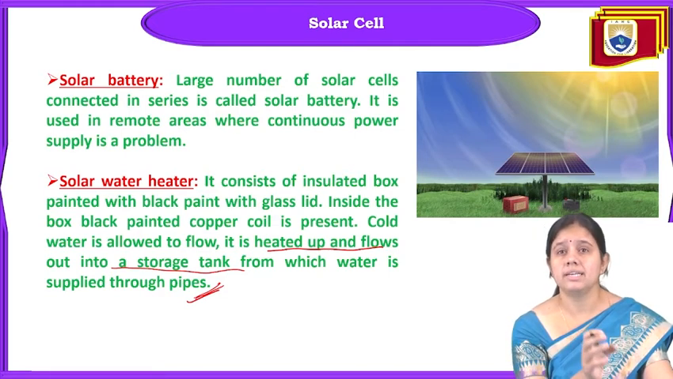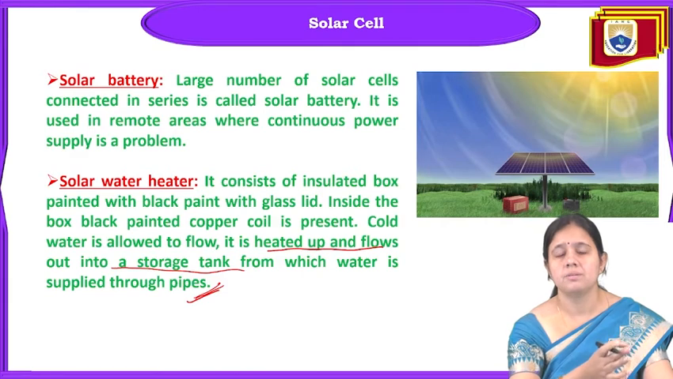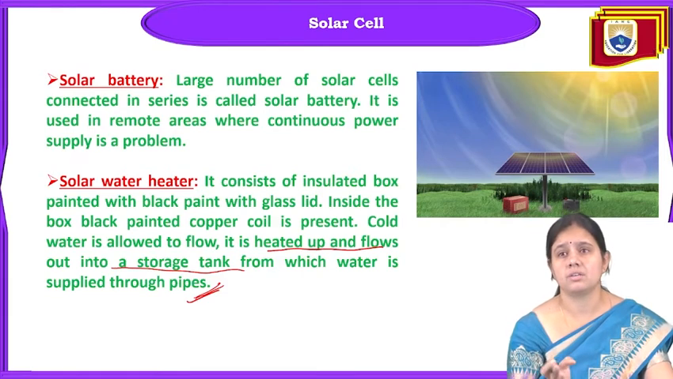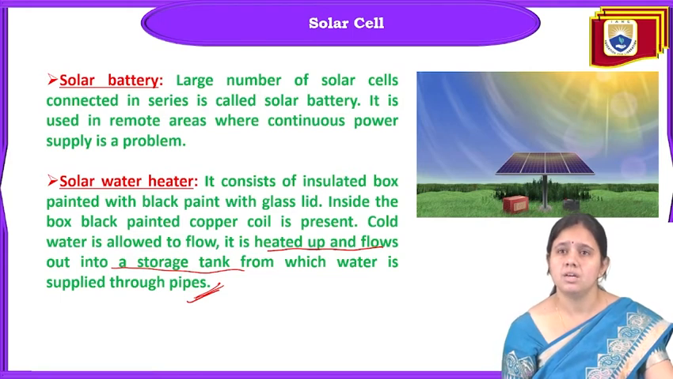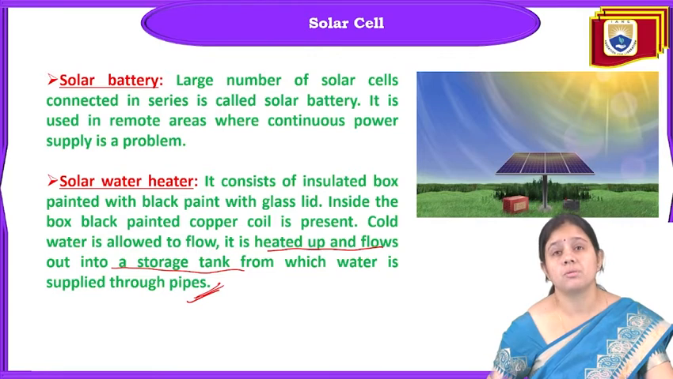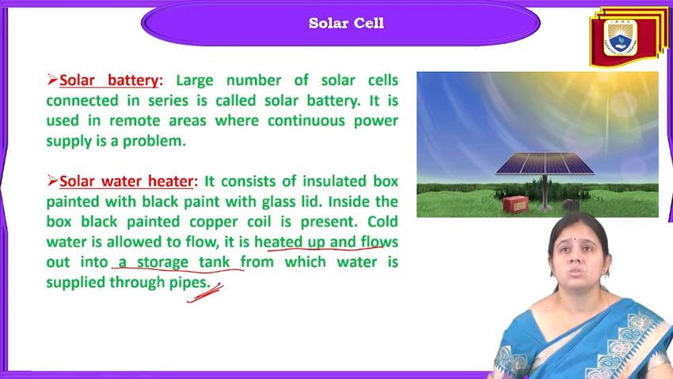So this is a good alternative to our traditional energy resources, to our electric geyser, on which we are totally dependent. The solar water heater is a very good alternate option for the geyser, which we use with total dependence on electricity. Like that, the solar battery is also a good option for those areas that are remote from the city and where electricity is not available in plenty.